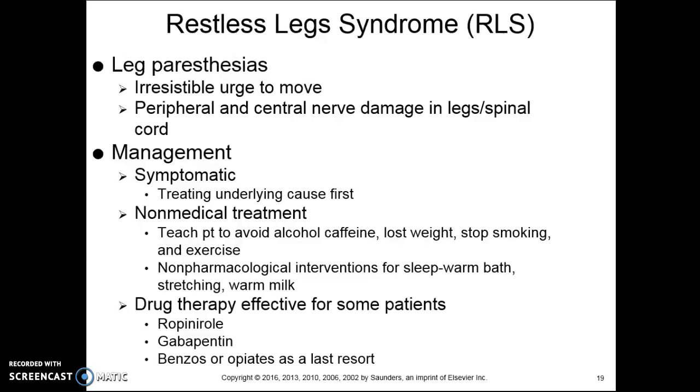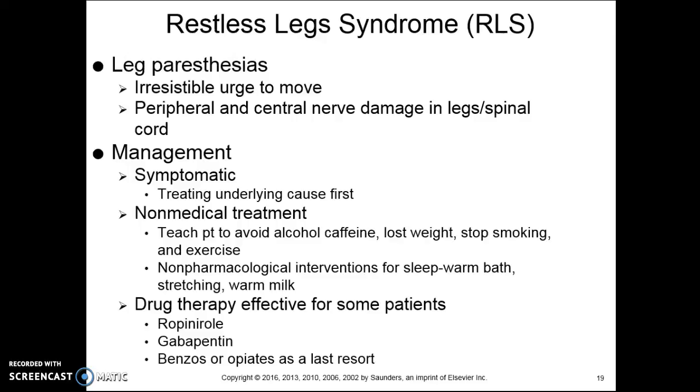The incidence is higher in patients who have diabetes type 2, chronic kidney disease or iron deficiency, Parkinson's disease, peripheral neuropathy, use of certain medications such as caffeine, calcium channel blockers, lithium, and neuroleptics, and withdrawal from sedatives. There's that one right there that I have to deal with all the time. Although it's not a cause for hospitalization, it definitely causes significant issues for the patient.